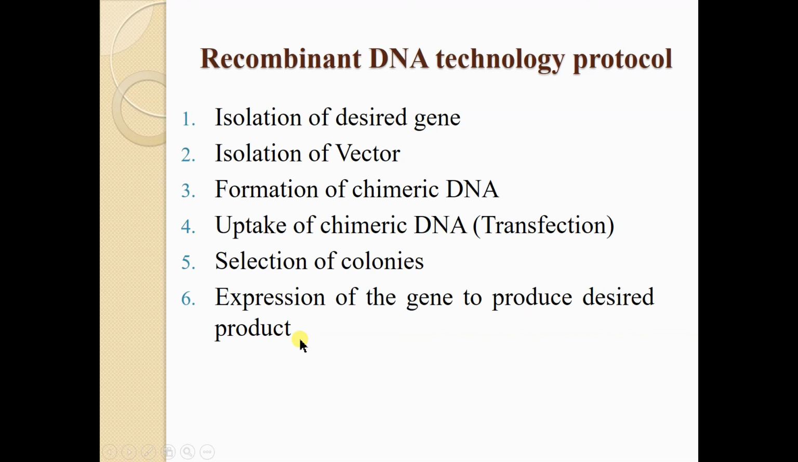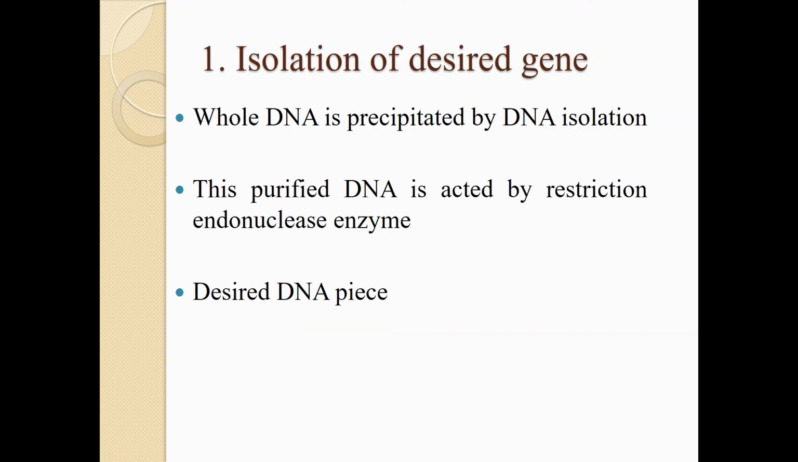Now let's see this step by step. First is the isolation of the desired gene. The desired gene can be isolated by two processes. Either the gene can be isolated directly from the whole human genome, or from the whole genome of the species of interest. From that, the DNA can be taken out by the DNA isolation technique.